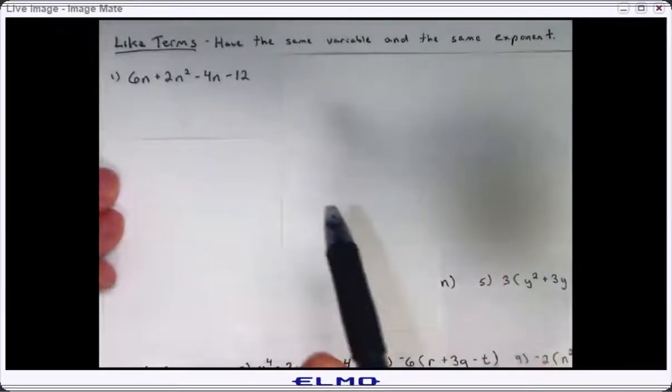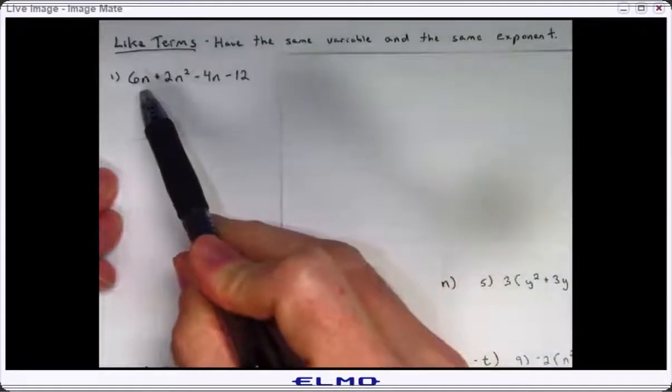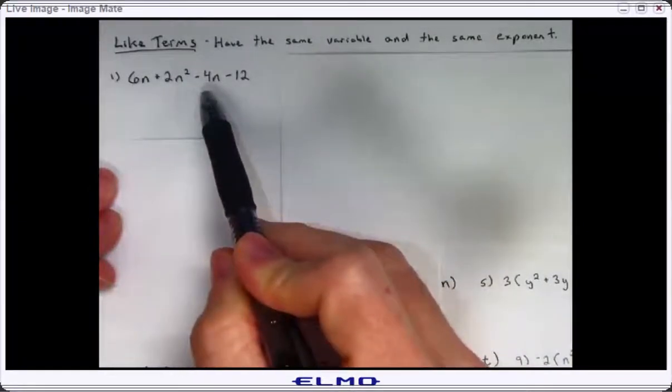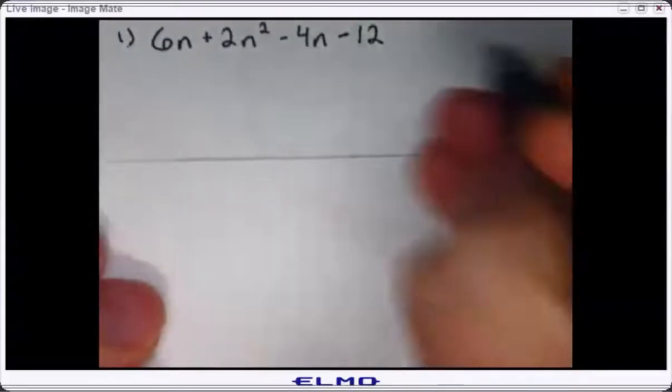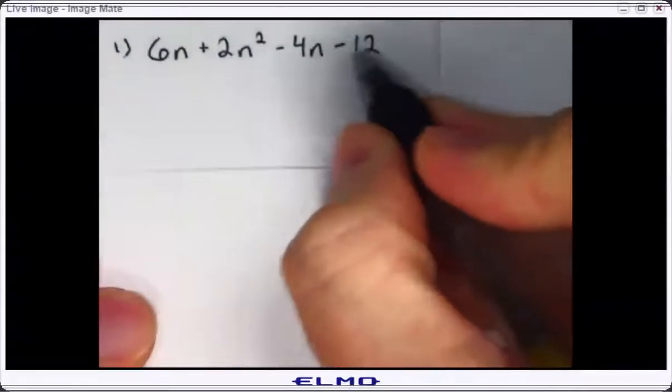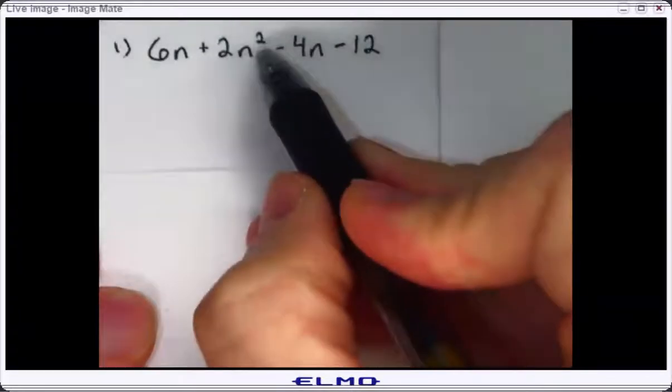A coefficient is the numerical part of a term that contains a variable. So your coefficients are 6, 2, and negative 4. A constant is a term by itself. There is no variable with it. Your constant is negative 12. All of the exponents are understood to be 1 except this one.